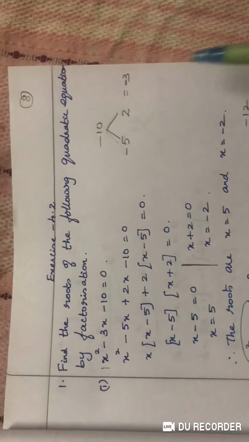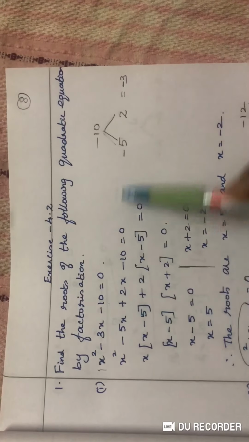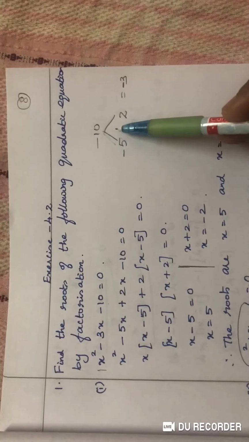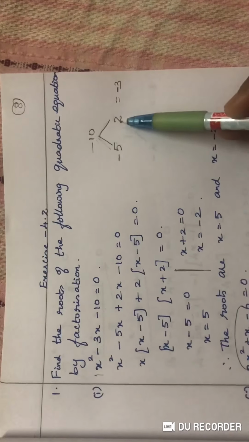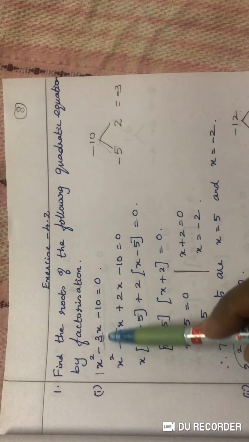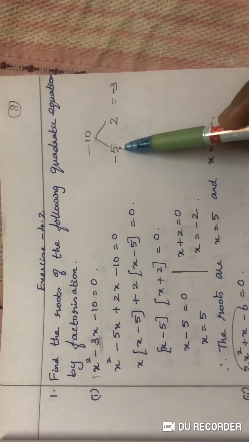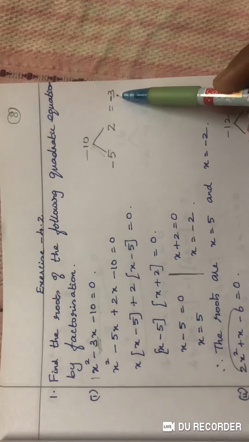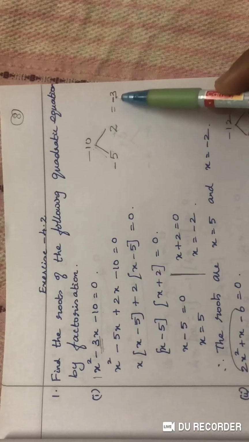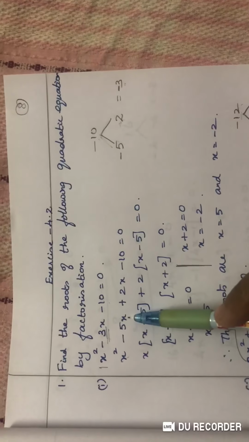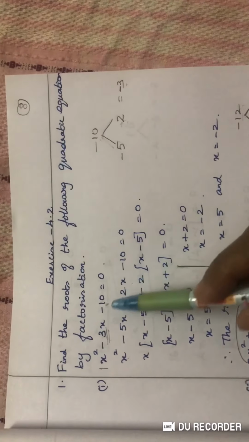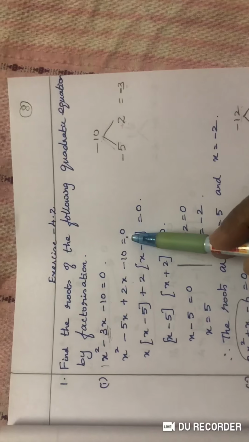Here the coefficient of x square is 1, so we are taking the constant term as it is, minus 10. When I am multiplying, I should get minus 10. When I am adding or subtracting, I should get the middle term. Middle term is minus 3. So when I am adding this, I will get minus 3. Minus 5 plus 2 will give you minus 3. So I am splitting: x square minus 5x plus 2x minus 10 is equal to 0.